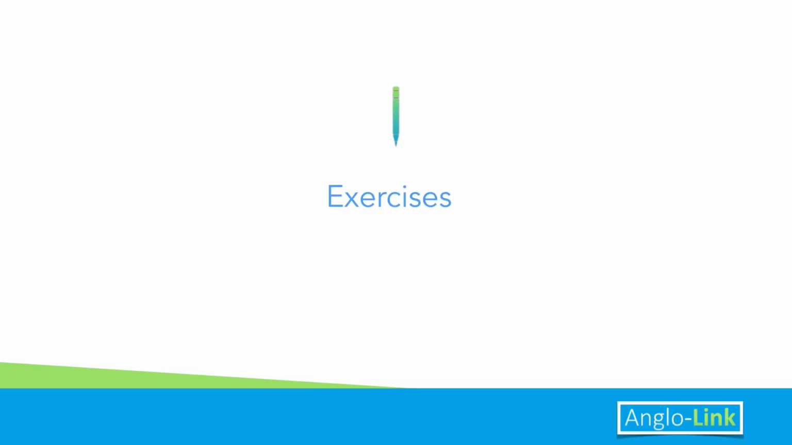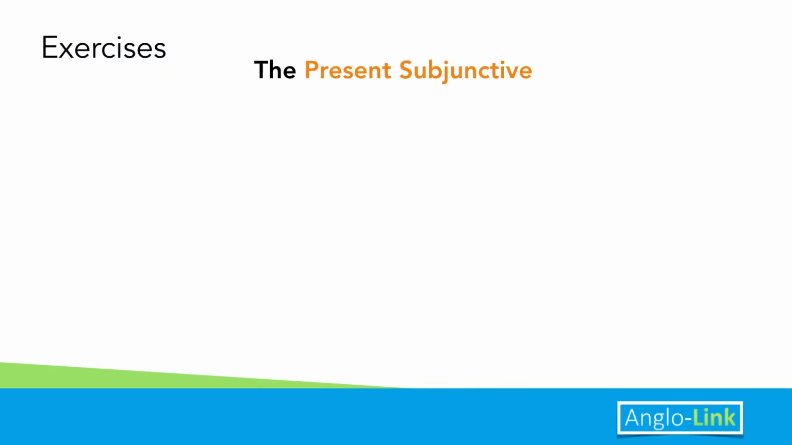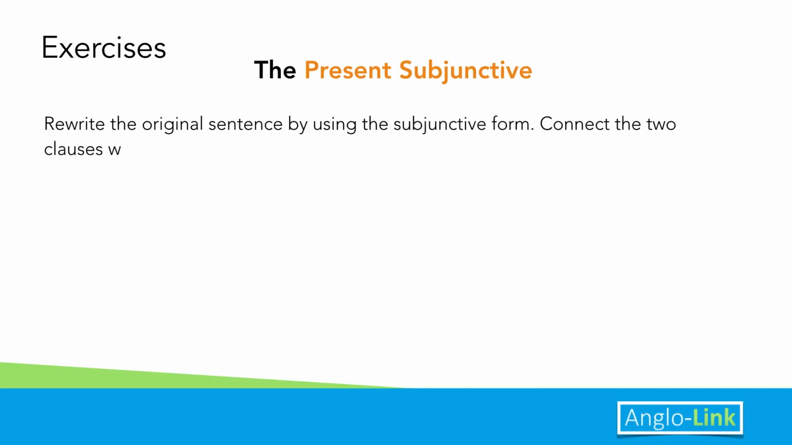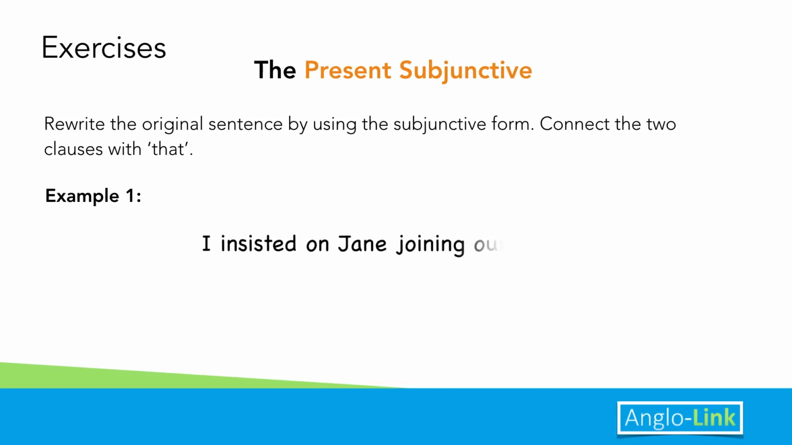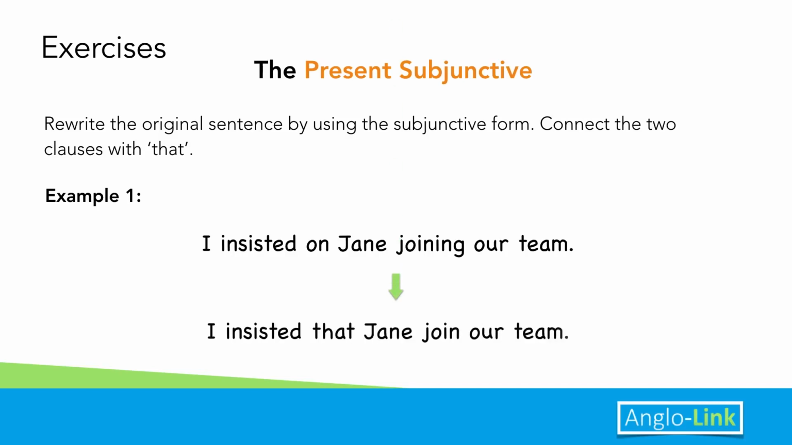Let's do some exercises. Let's start with the present subjunctive. I'd like you to rewrite the original sentence by using the subjunctive form. Make sure you connect the two clauses with that. Let's look at a couple of examples. Example 1. I insisted on Jane joining our team. Using the subjunctive form, we get I insisted that Jane join our team.